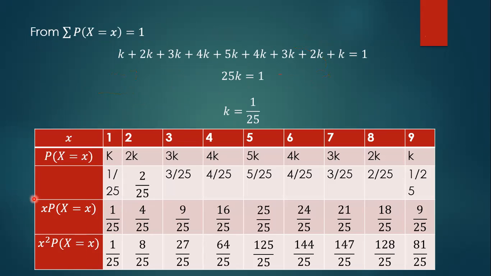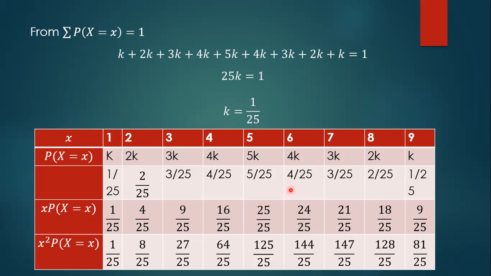This is for probability of x equaling to small x. So where there is k, we substitute 1 over 25. 2k would be 2 over 25. 3k would be 3 over 25, up to the last one. So this one here is supposed to be 1 over 25. I think it was just some typing error.